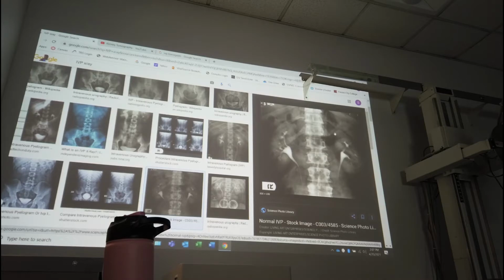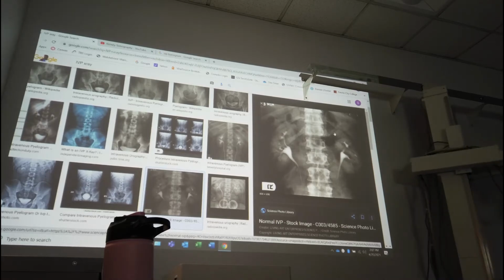So we can normally see the outline of the kidneys on x-rays just because of the adipose layer of the kidney and all that good stuff.